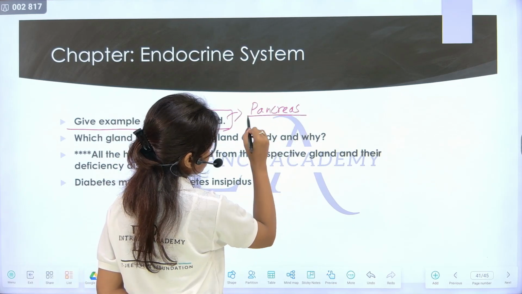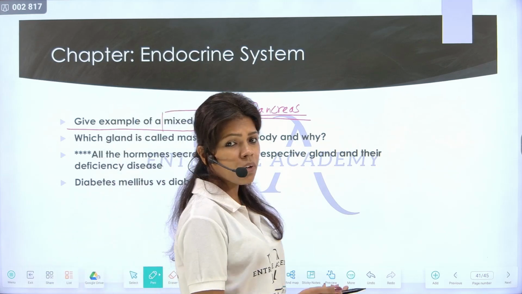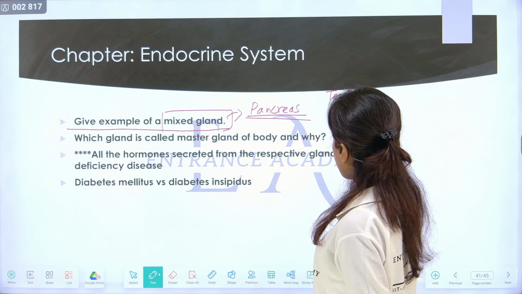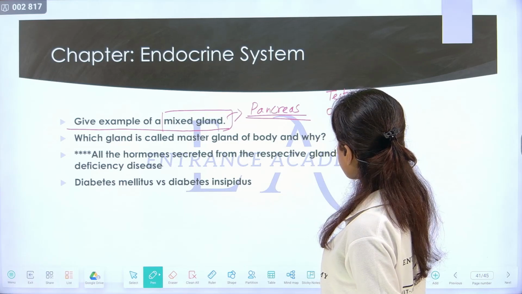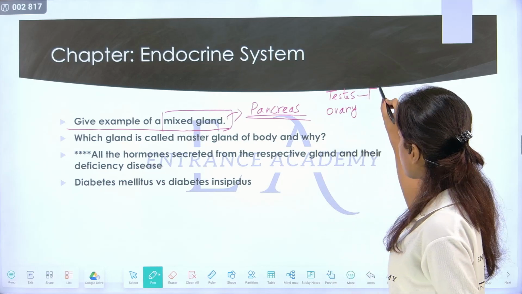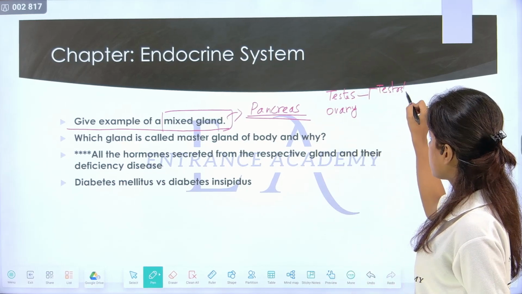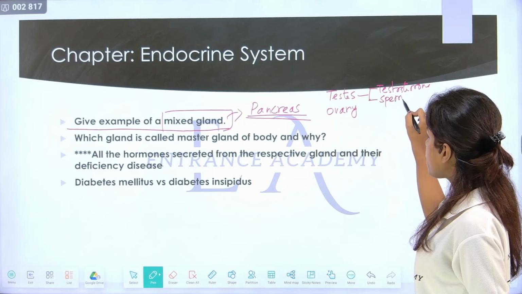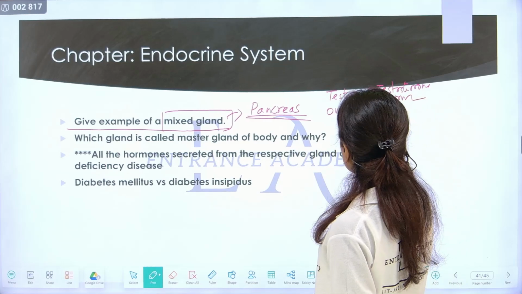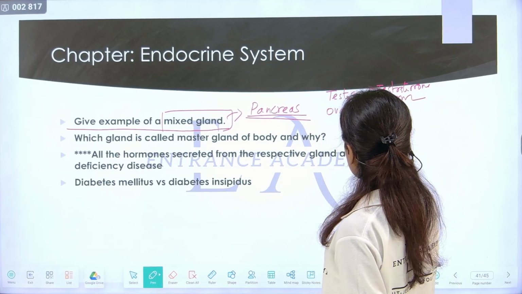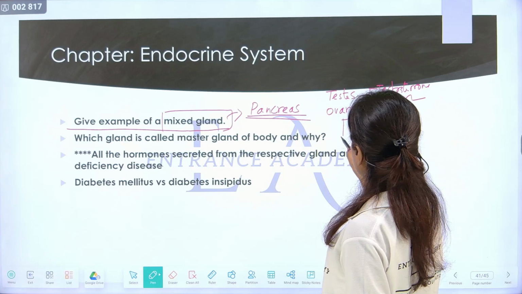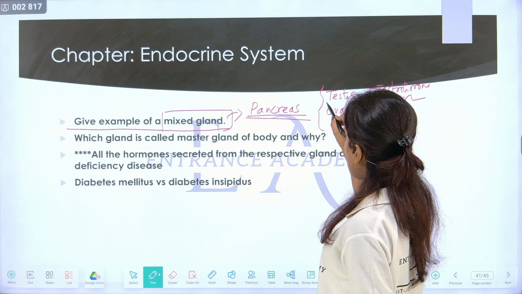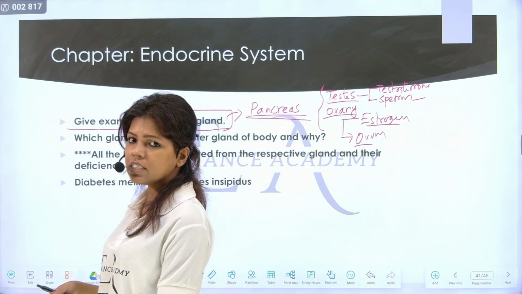It's the best example of a mixed gland. Other than pancreas, there are two other glands which can act as mixed glands. One is testis, another one is ovary. Why? Because testis produces the hormone testosterone, the male sex hormone, and is also responsible for sperm production. On the other hand, ovary produces the female sex hormone, estrogen, as well as the female gamete, ovum or egg. So, due to this reason, other than pancreas, the other mixed glands are testis and ovary.